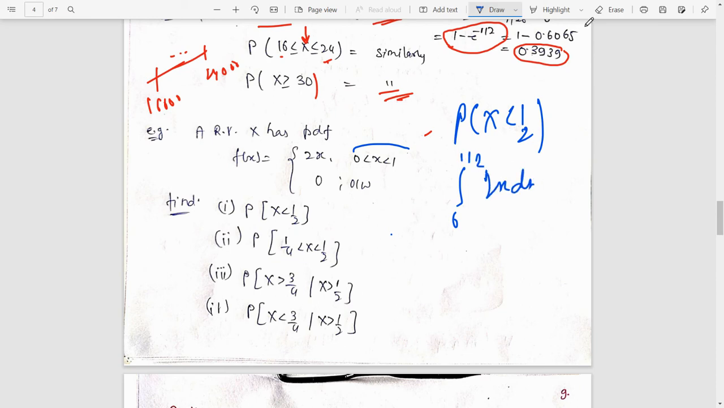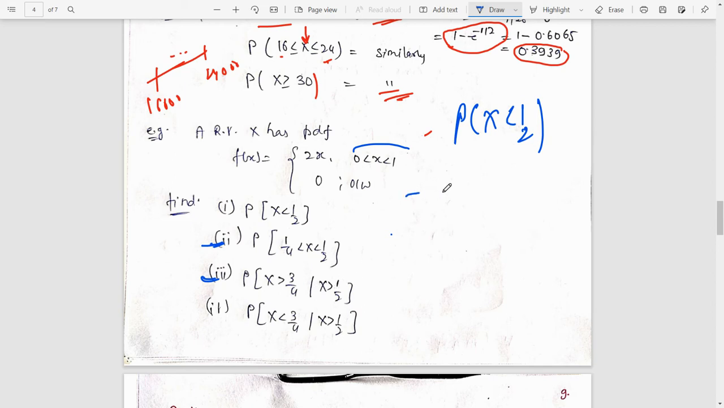But this is not why I included the question. Let's now focus on the third part. The second part you can similarly solve. The third part asks: what is the probability? It's a conditional probability. The probability that x is greater than 3/4 given that x is greater than 1/2.